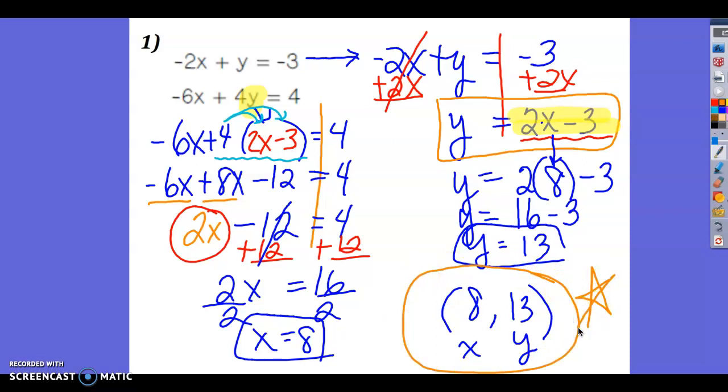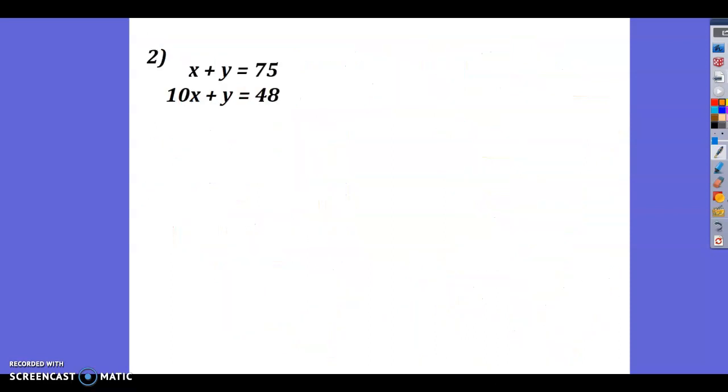Let's look at one more example. I have x plus y equals 75, 10x plus y equals 48. Again, I can't take the letter out and put something in place of it because I don't have one of the letters all by itself. So I want to try to get y by itself. Looking at the top and the bottom equations, they both have coefficients of 1 in front of them, so they're both equally easy.